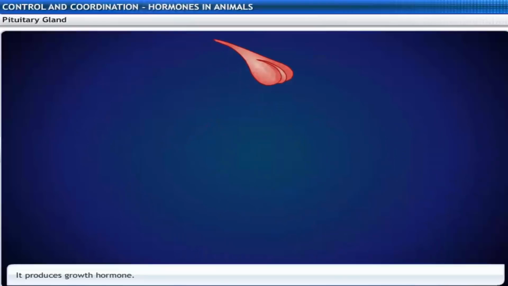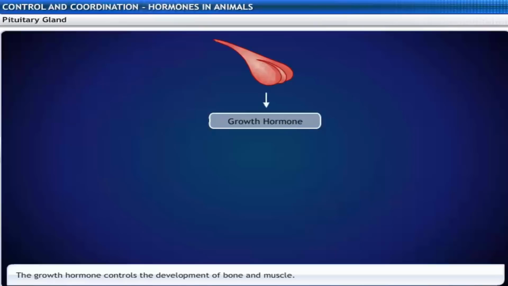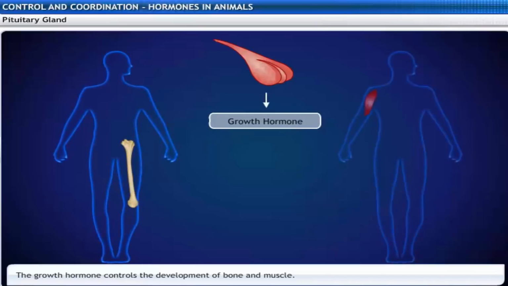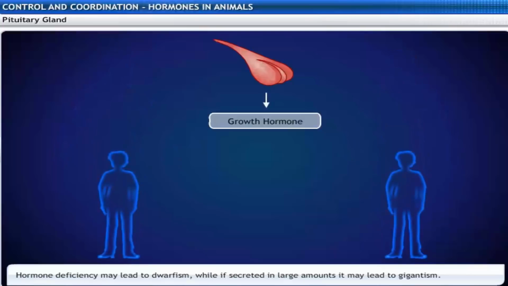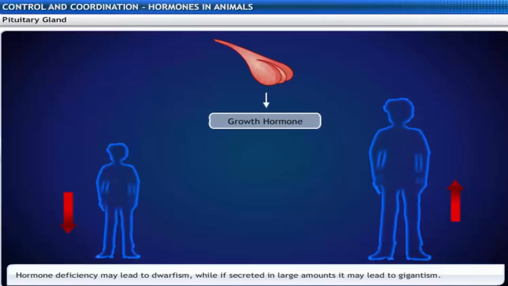One of the hormones it secretes is the growth hormone. This hormone controls the development of bones and muscles. Hyposecretion of this hormone in childhood leads to dwarfism, while hypersecretion of the hormone can lead to gigantism.